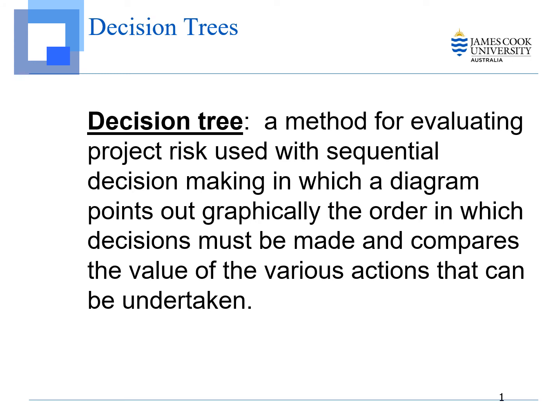In making decisions with risks under uncertainties, there's one tool that we can use. It is called a decision tree. It is a method for evaluating risks using sequential decision making, in which a diagram points out graphically the order in which decisions must be made and compares the value of the various actions that can be undertaken. We will see an example of this.